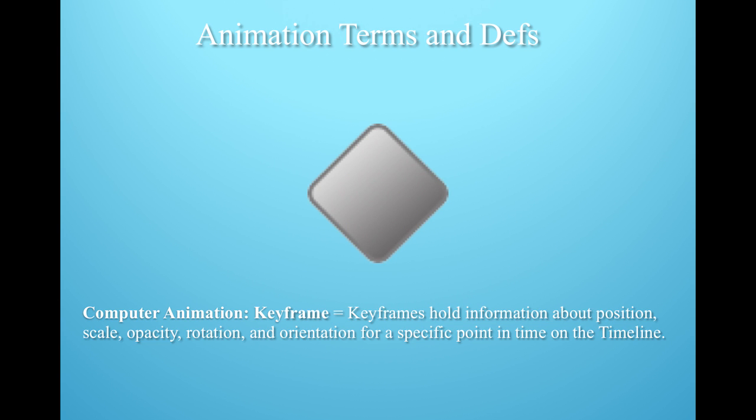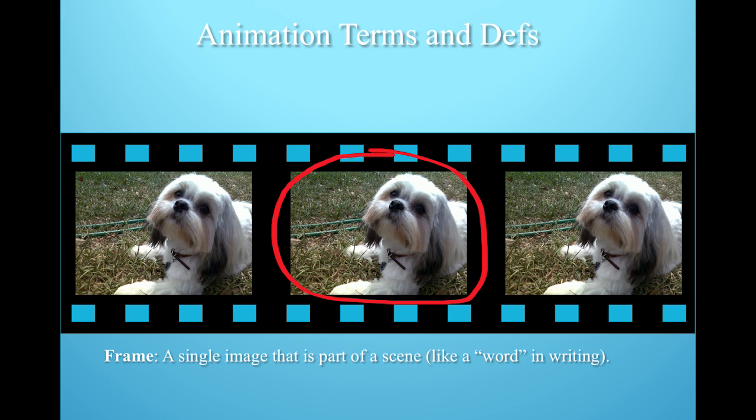In computer animation, the keyframe holds important information about position, scale, opacity, rotation, and orientation for a specific point in time on the timeline. And in After Effects, the keyframe symbol looks like this. A frame is a single image that is part of a scene, like a word in writing. So this would be one frame of a film about a dog.